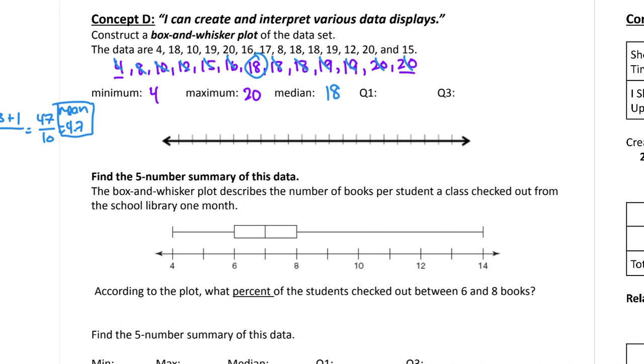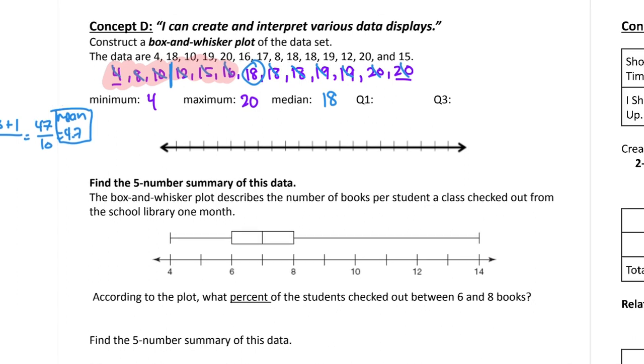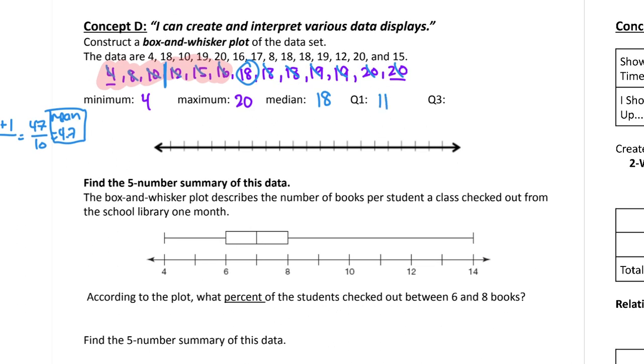Now for Q1, we're going to look at the bottom half of the data, and we're going to find the middle there. So the bottom half of the data is going to be between 10 and 12. So one way to find Q1, you can add those together and divide by 2, or we can think of what's in the middle between 10 and 12, and that's going to be 11. And then for Q3, we're going to look at the second half of the data, and we're going to find the middle. So the middle of the second half would be between the 19 and the 19, which means Q3 is going to be 19.